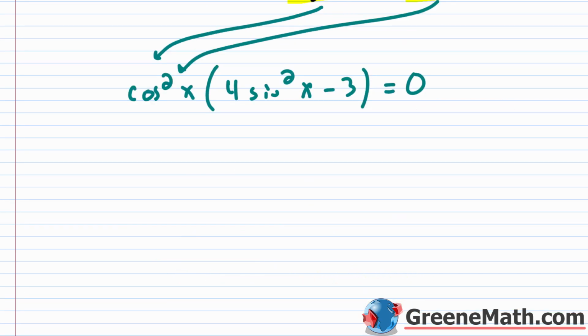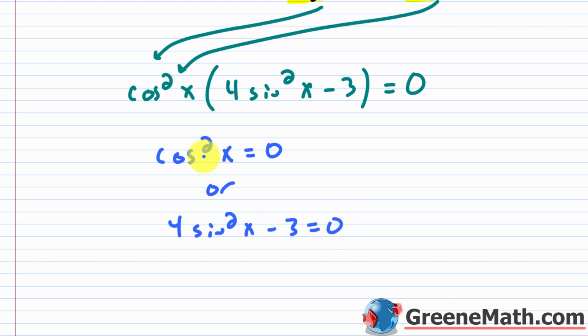All right, so using the zero products property, now we can say that cosine squared x is equal to 0, or we have 4 sine squared x minus 3 is equal to 0. Well, this one, by the square root property, if cosine squared x equals 0, then the cosine of x, you would say, is equal to plus or minus the square root of 0, but there is no plus or minus the square root of 0, it's just going to be 0. So you can change this into cosine of x just equals 0.